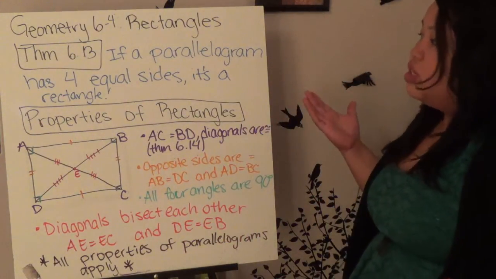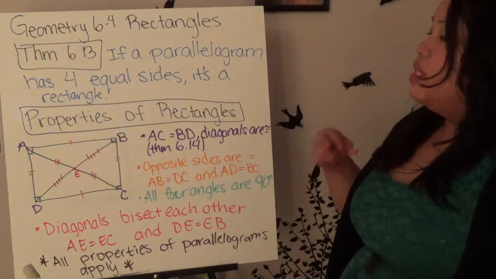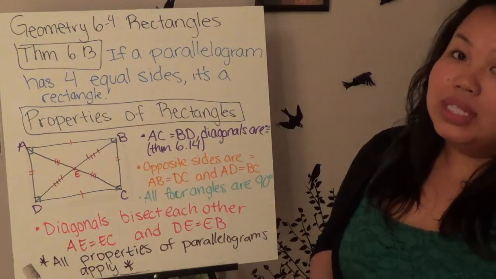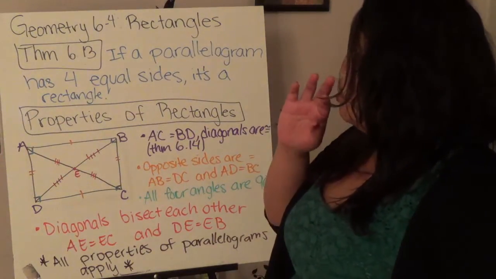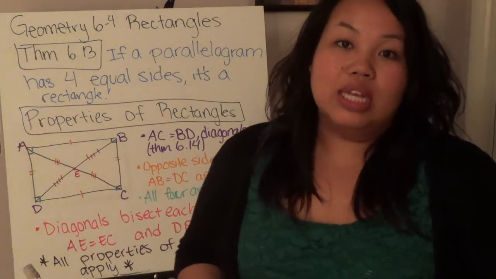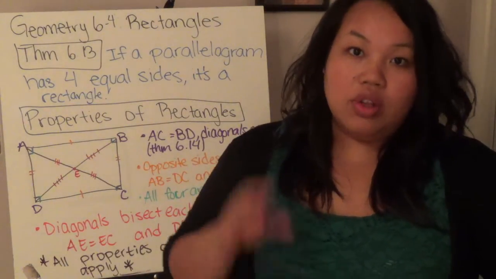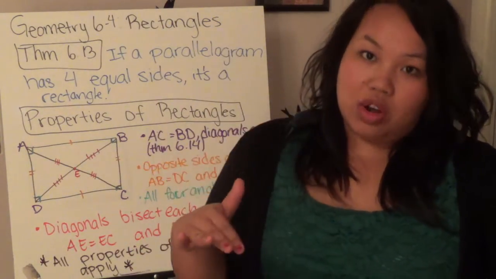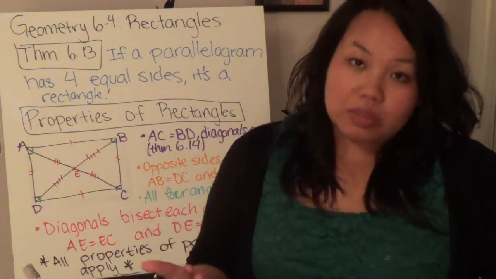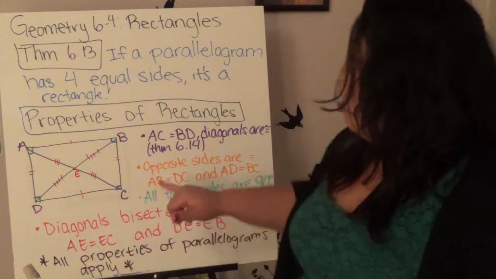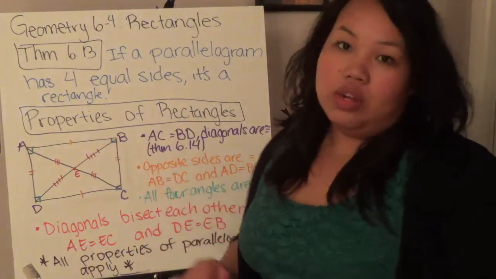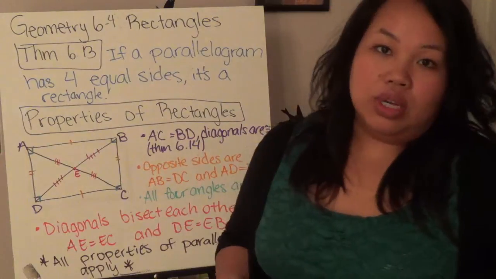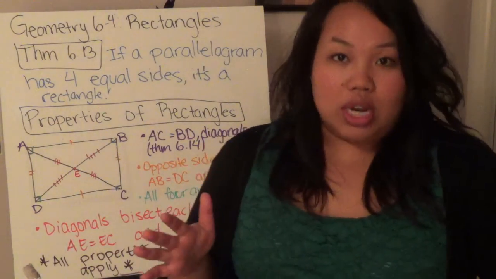The first is Theorem 6-13. Theorem 6-13 basically is the definition of what a rectangle is. And last section, in section 6.2, you were dealing with parallelograms, and basically that's just a quadrilateral, a four-sided figure, where the opposite sides are parallel. Now a rectangle goes right underneath a parallelogram. Basically a rectangle is a parallelogram, except all of the angles are equal and 90 degrees, okay? Because 360 divided by 4 will give you 90 degrees. So a rectangle is a parallelogram with all 90 degree angles.